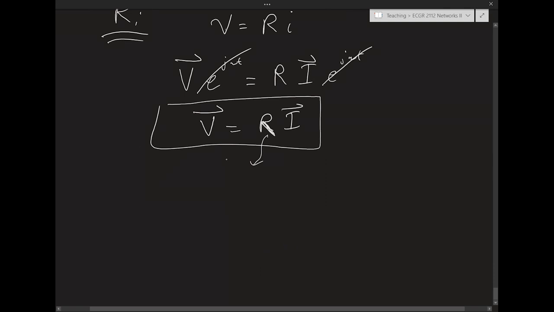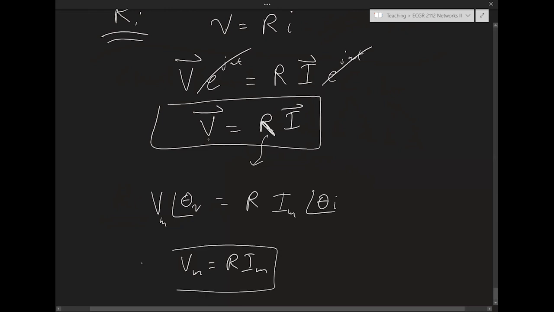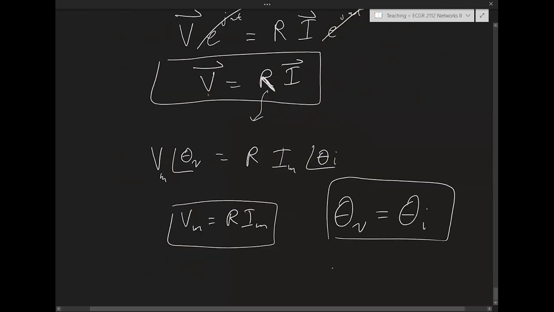So if I write the phasors in polar form, I have Vm angle theta V equals R times Im angle theta I. This tells me that Vm equals R Im. This is the relationship of the magnitudes, the same as Ohm's law. And this tells me that the angle of the voltage should be equal to the angle of the current. For a resistor, the voltage across the resistor and the current through the resistor should be in phase.